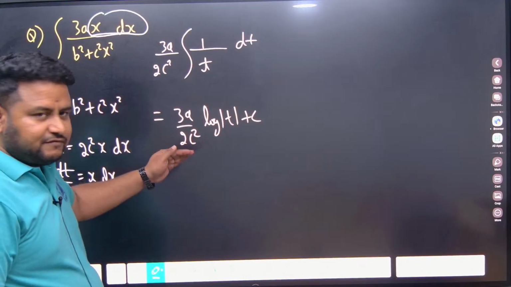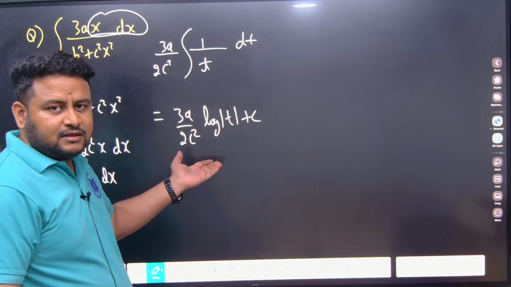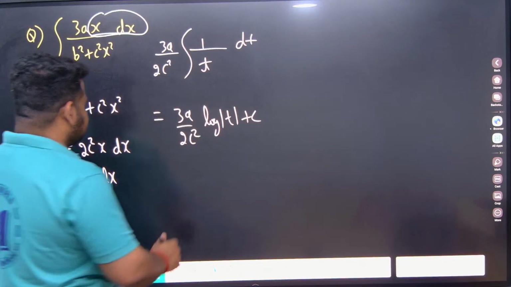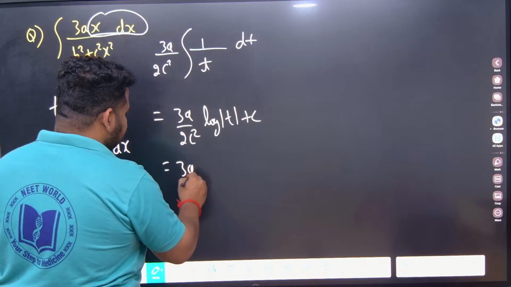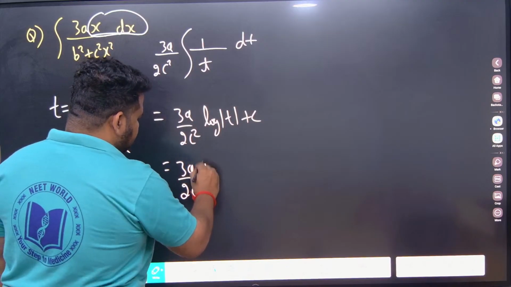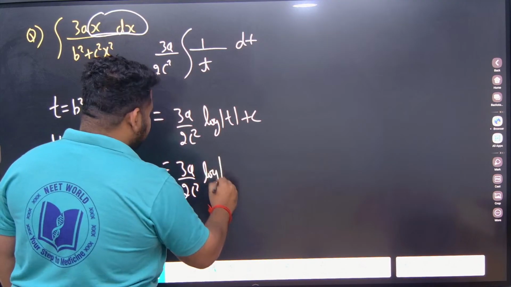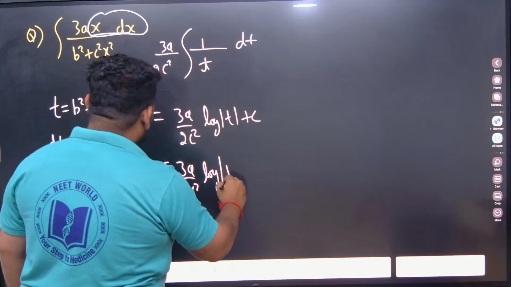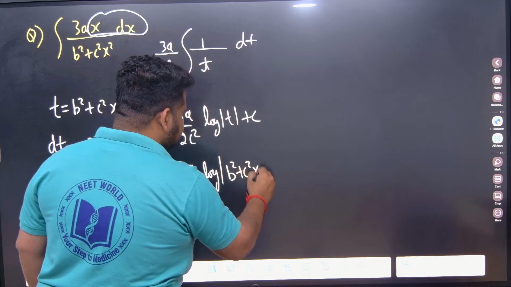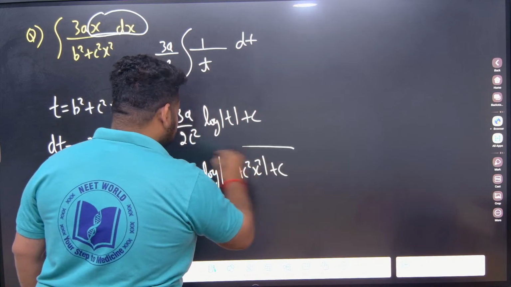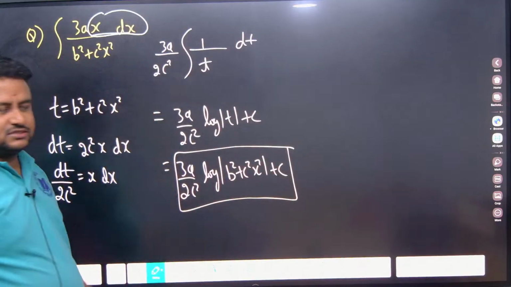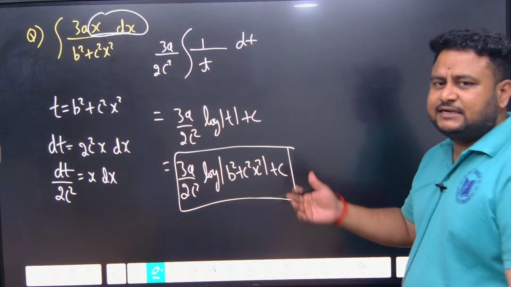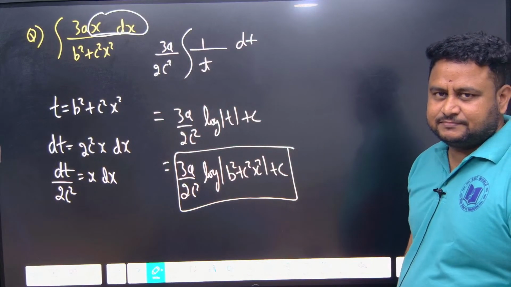But this is not final. We have to substitute the value of t back here. The value of t is b square plus c square x square. So the answer is 3a by 2c square into log of b square plus c square x square, plus c. This is the final answer. Clear? When you don't have a clue, just take the denominator as t. That's it.